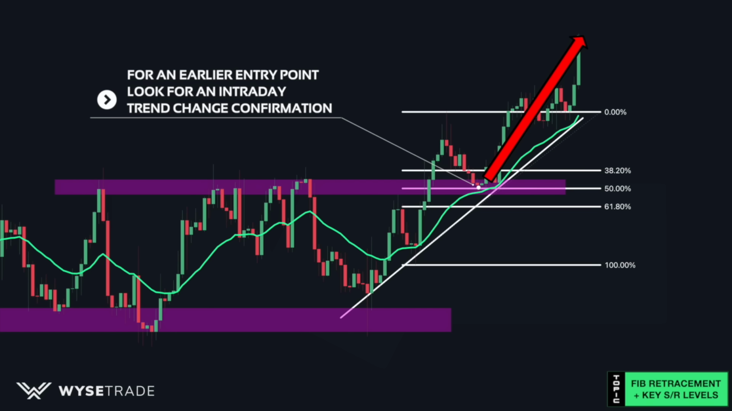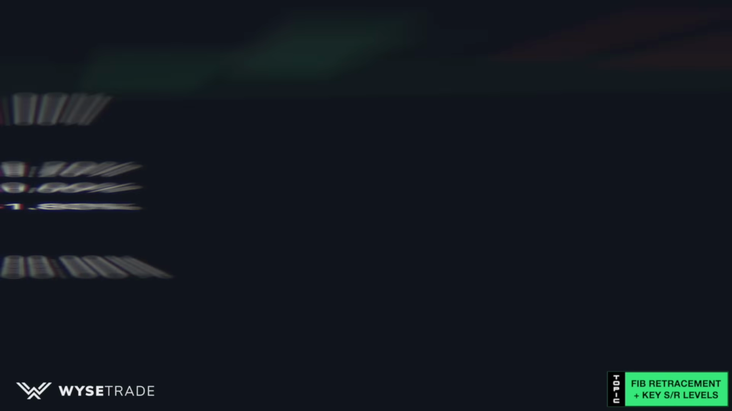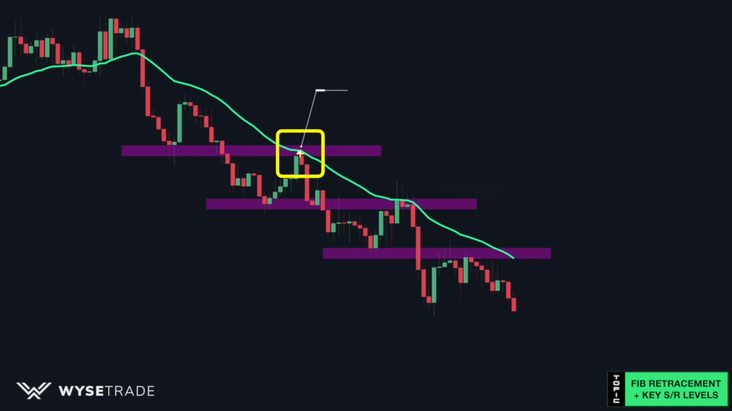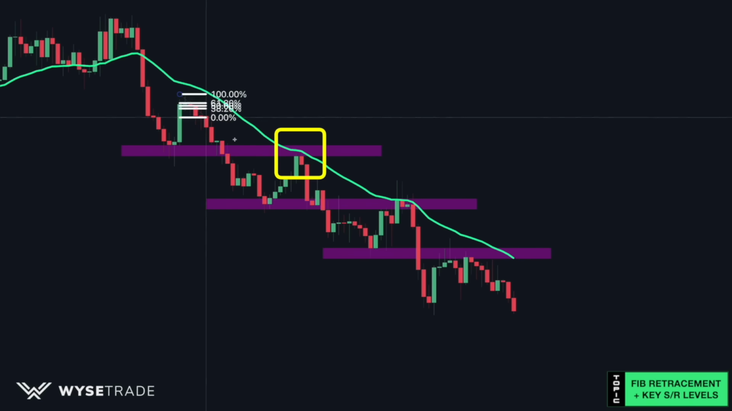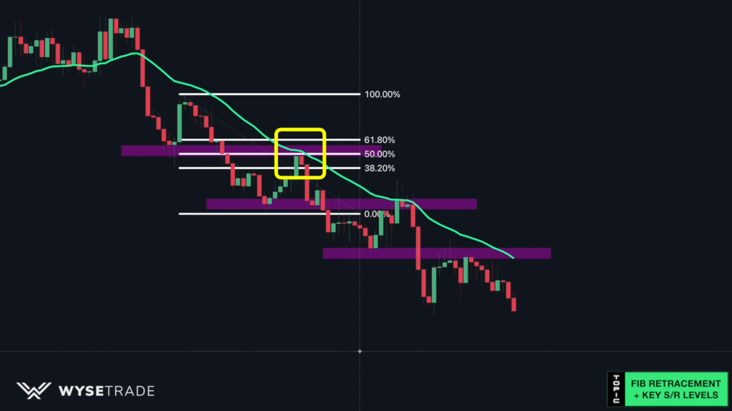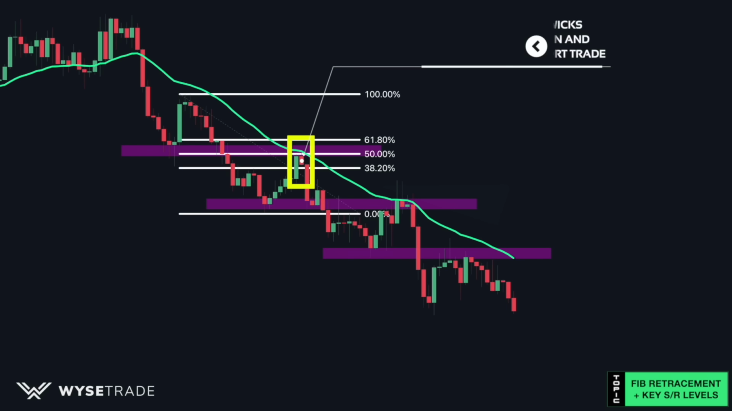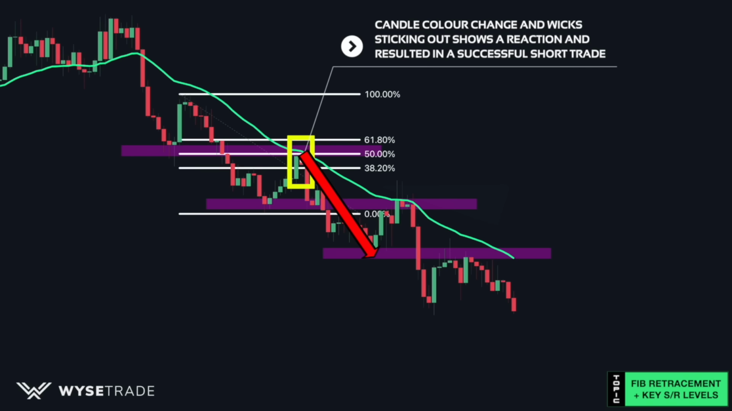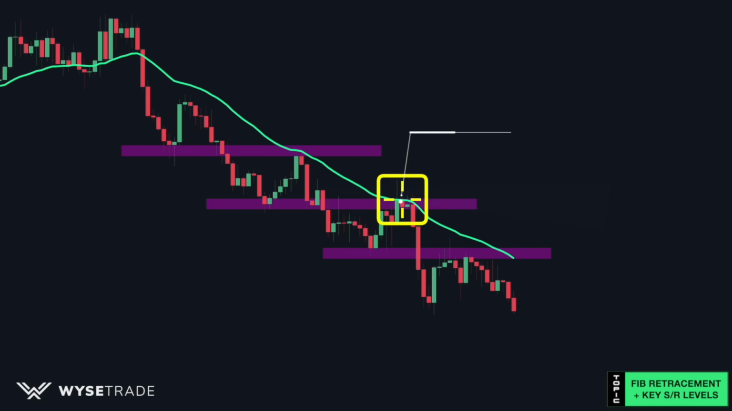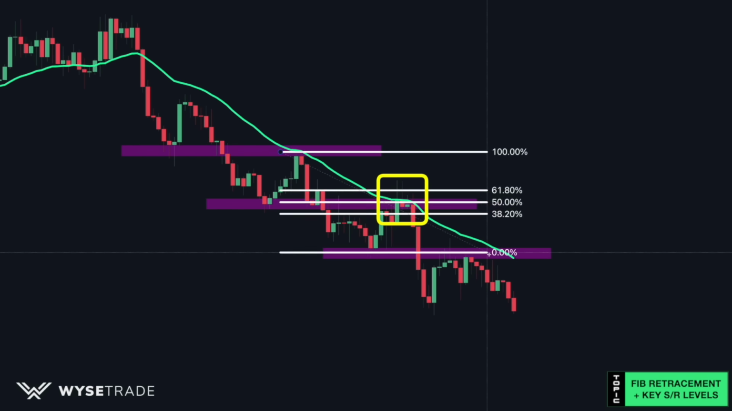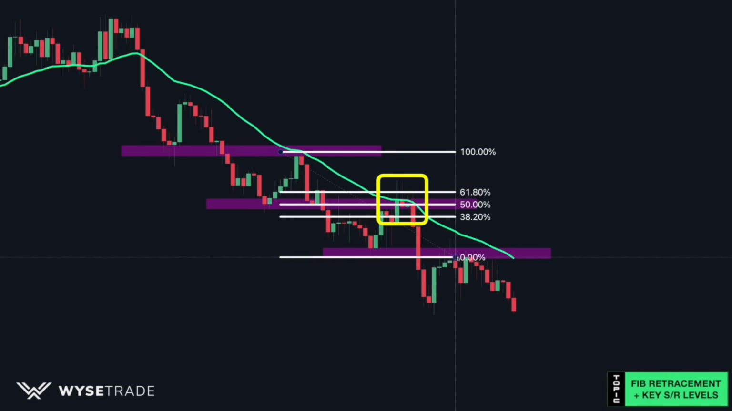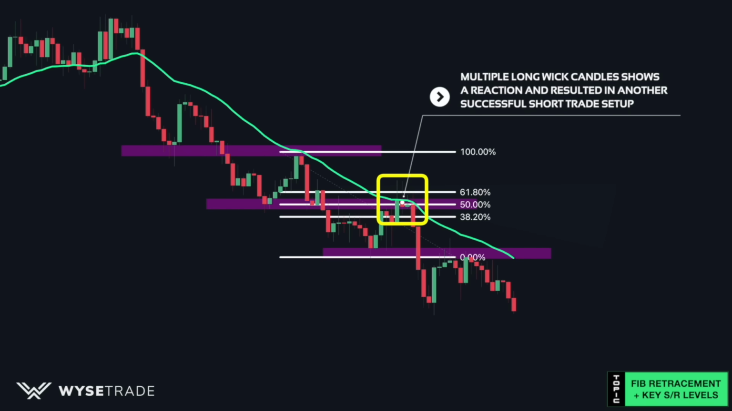Now, going in the opposite direction in a downtrend. You had a short trade setup here where the moving average and key level both crossed. This is also where the 50% fib level lined up. You had a candle color change and wicks sticking out and created a successful short trade. Another short trade setup here where the moving average and key level both crossed. This is also where the 50% to 61.8% fib zone lined up. You had multiple long wick candles form, showing a reaction and another successful short trade.